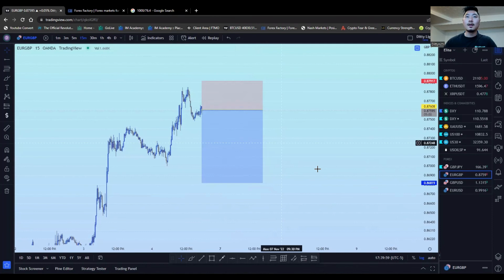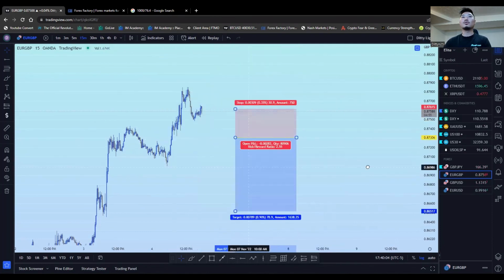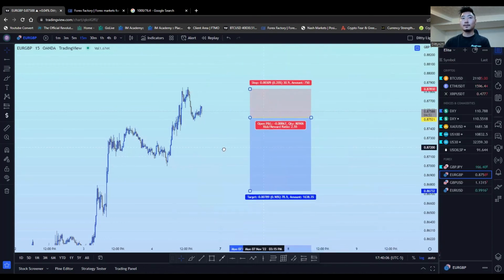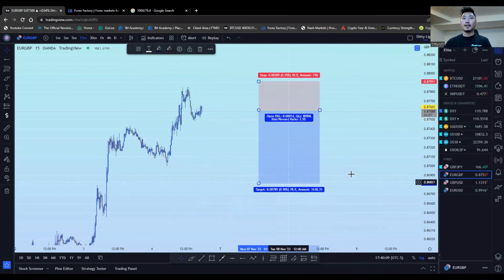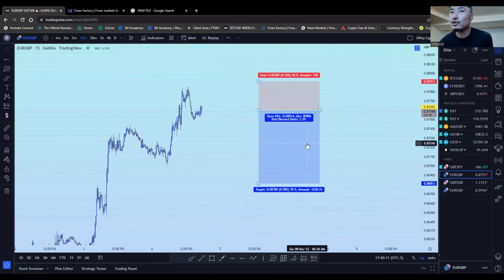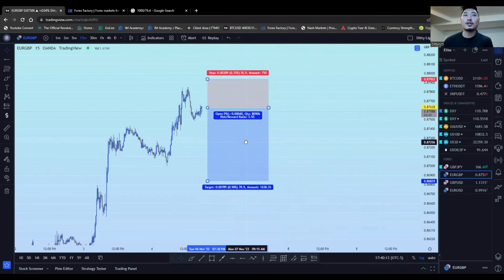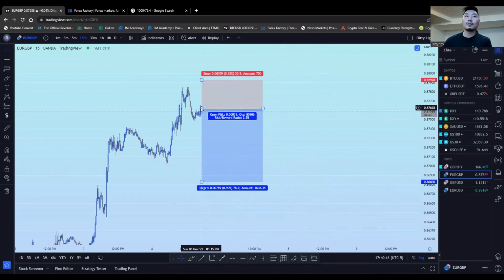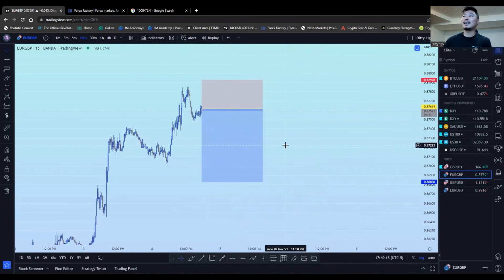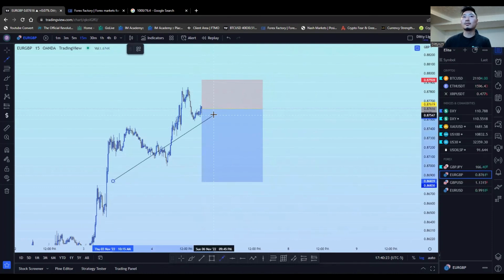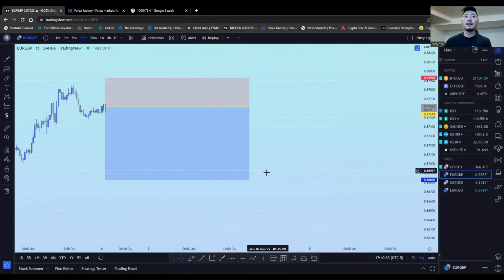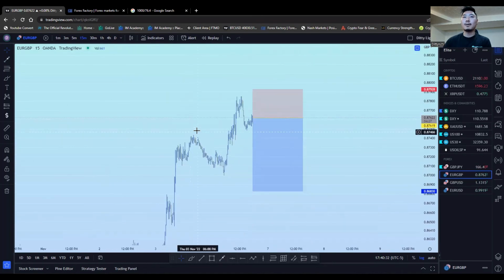So yes, I see a lot of new traders don't really understand how to put this. Sometimes they put it like that. It's not the market execution here. A real market execution is when you put it, boom, right at the last candle. So this is what a sell market looks like. If you see this kind of chart, it will be okay.